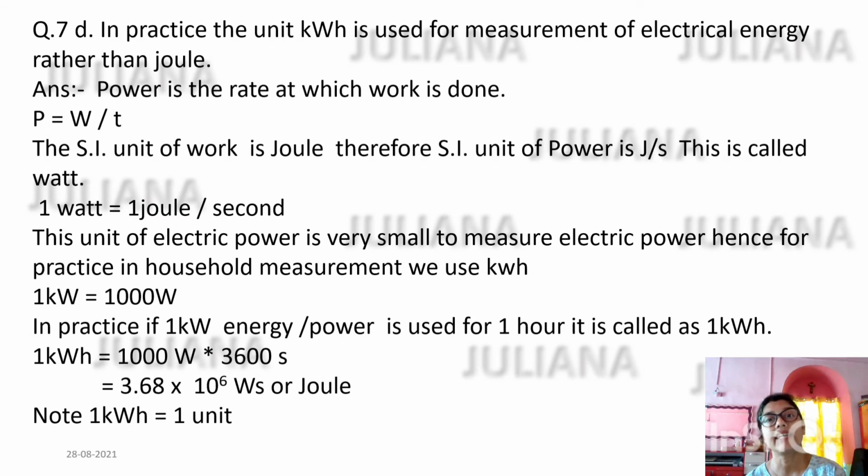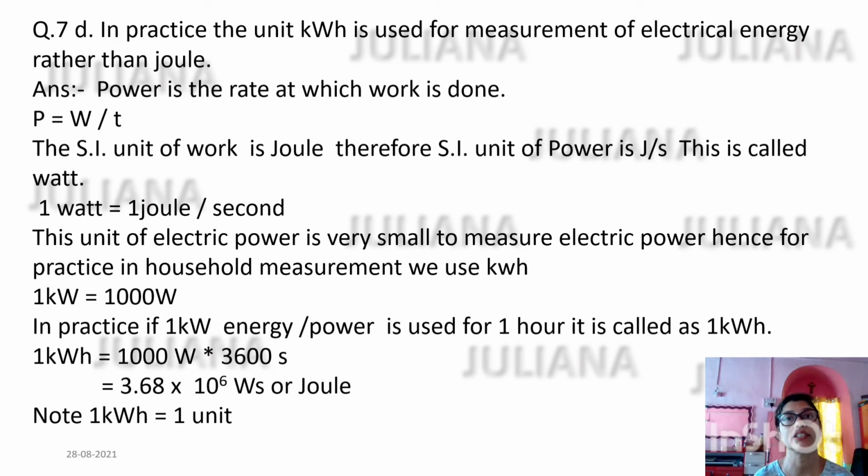Now, power is the rate at which work is done. This is what we did in standard 9. Power is the rate at which work is done, that is work upon time. The SI unit of work is joules and time is seconds. So therefore, the unit for power is joules per second. This joules per second can also be called a watt, after the scientist James Watt. This unit of electric power is very, very small, and therefore for household measurements we use a bigger unit called kilowatt hours. When 1 kilowatt is used for 1 hour, we call it 1 kilowatt hour.